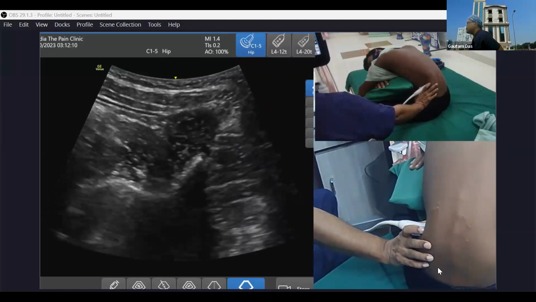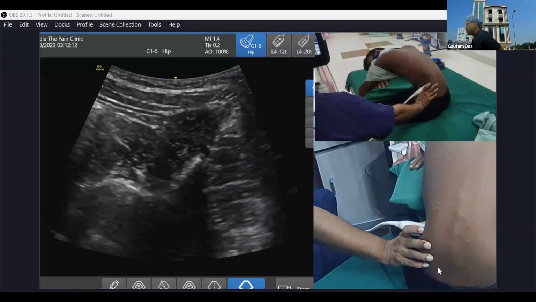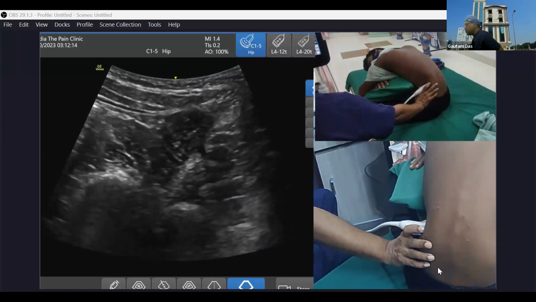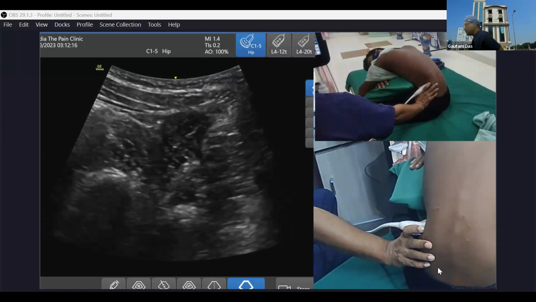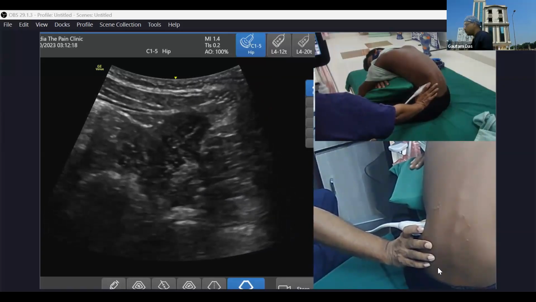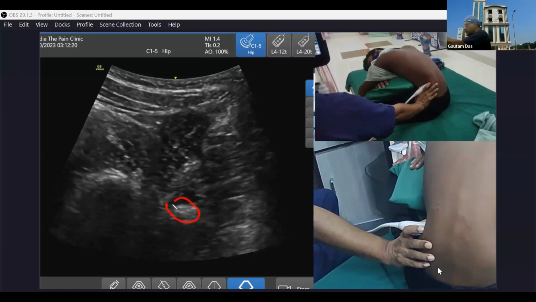Okay, so this is the transverse process, very nicely seen. Now the transverse process is vanished, and now the foramen is seen. The nerve root is seen, this hyperechoic structure. This is your nerve root.